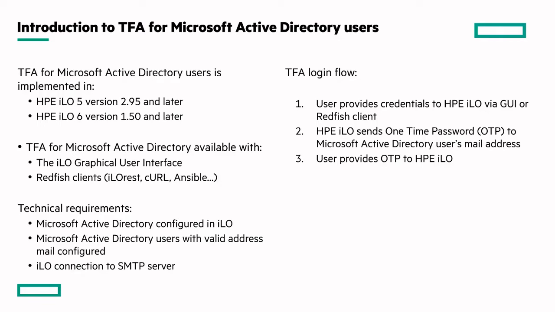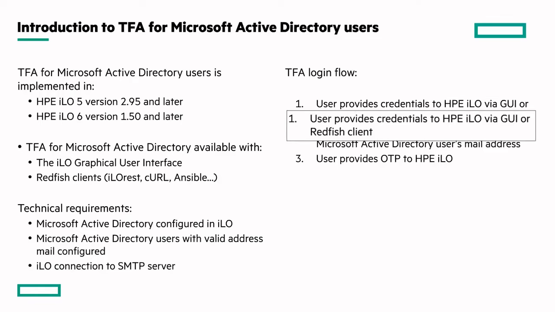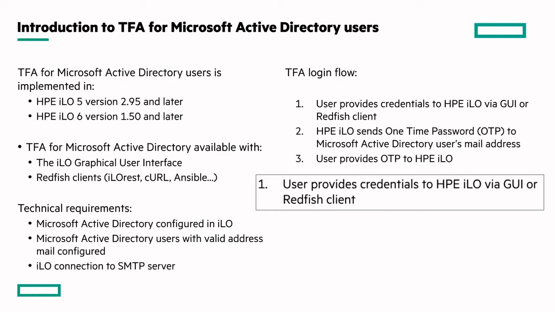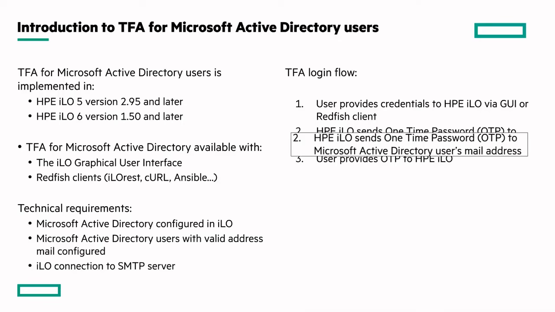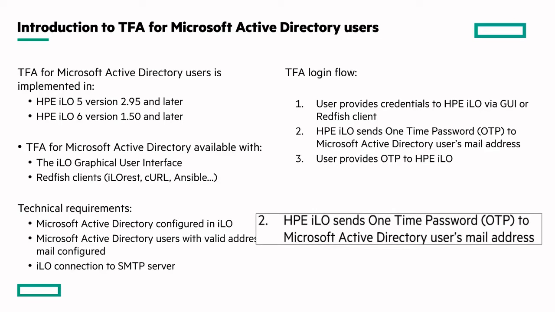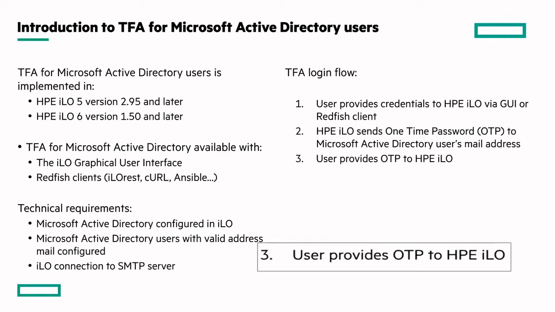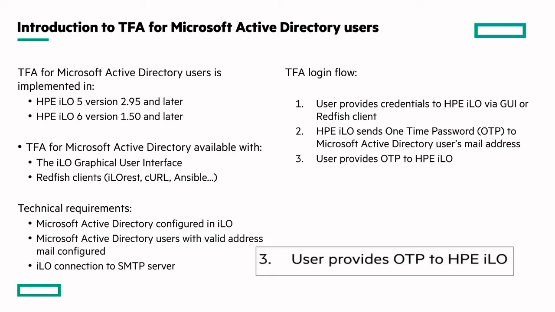The TFA process flow is simple and standard. First, the credential of the user is sent to the iLO, which mails a one-time password to the user's mailbox configured in his Microsoft Active Directory profile. When the iLO receives this OTP, it grants access to the user.